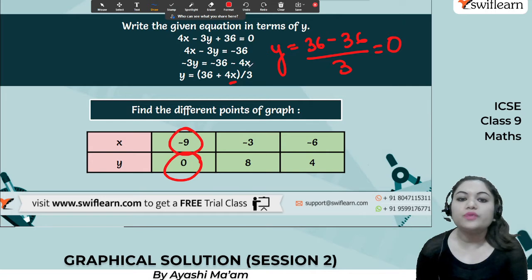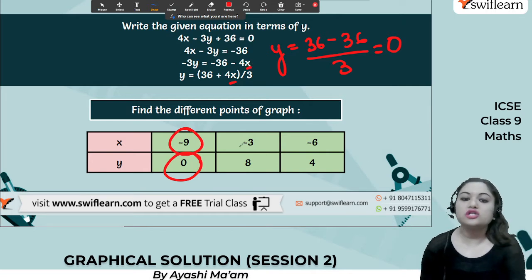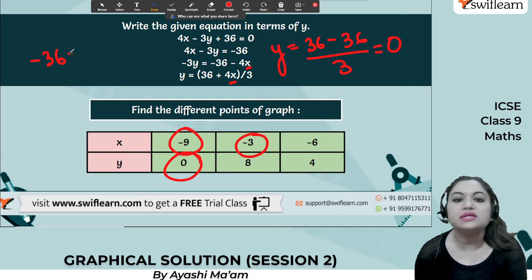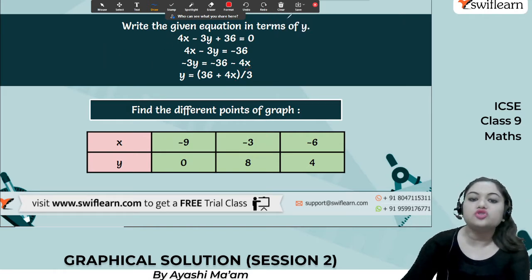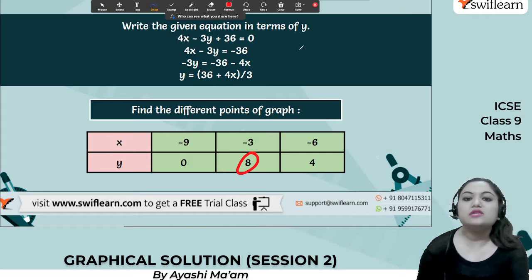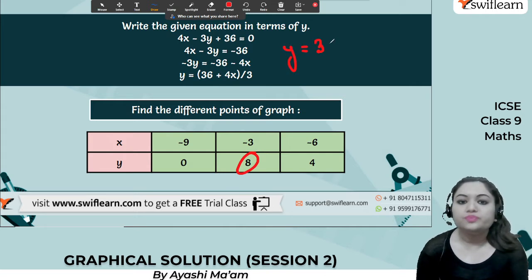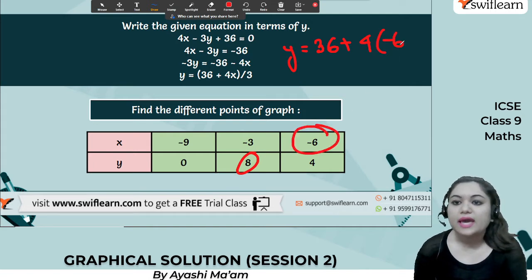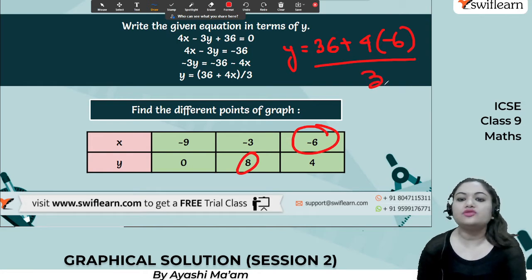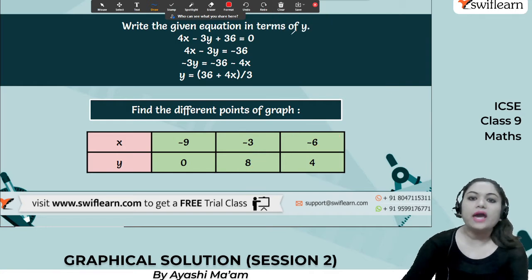Similarly, let us assume that for x, we are choosing minus 3. So 36 plus 4 into minus 3, which is minus 12, and then if you divide by 3, you will get the answer as 8. Similarly, you can do y equals 36 plus 4 into, what is our x? x is our minus 6, divided by 3. Okay, now if you solve this equation, then you will get y is equal to 4. Alright, I hope you have understood.